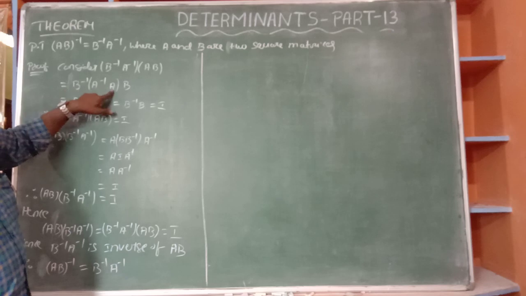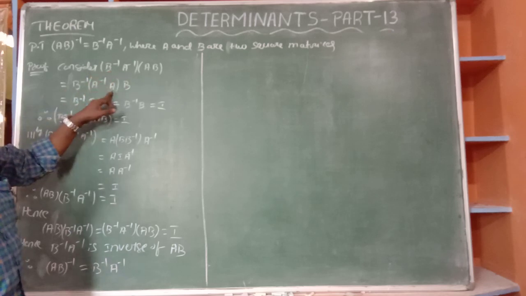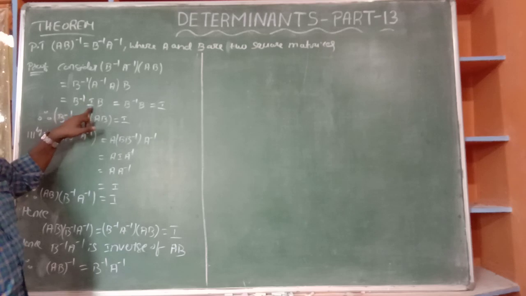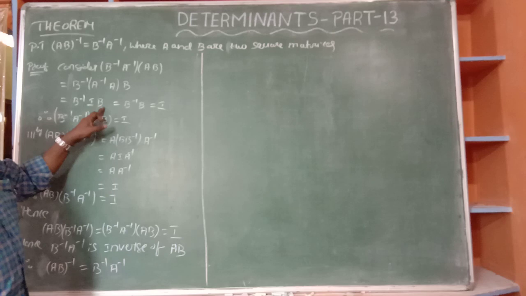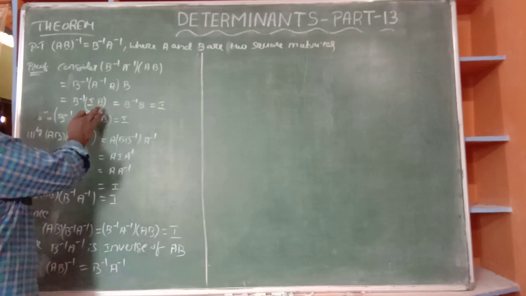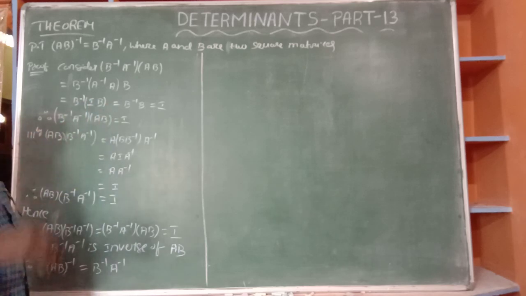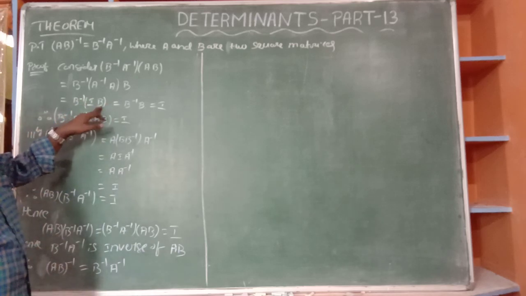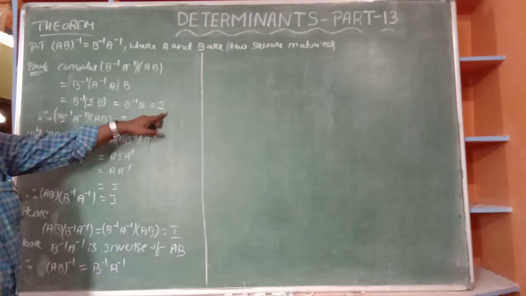So A inverse into A, I am putting in one bracket. A inverse into A is I. So this is I. Okay? B inverse, this is I into B. IB is nothing but again B. Okay? We will put it in one bracket. IB means any matrix multiplied by the identity matrix is itself. So B inverse into B. Again we get I.